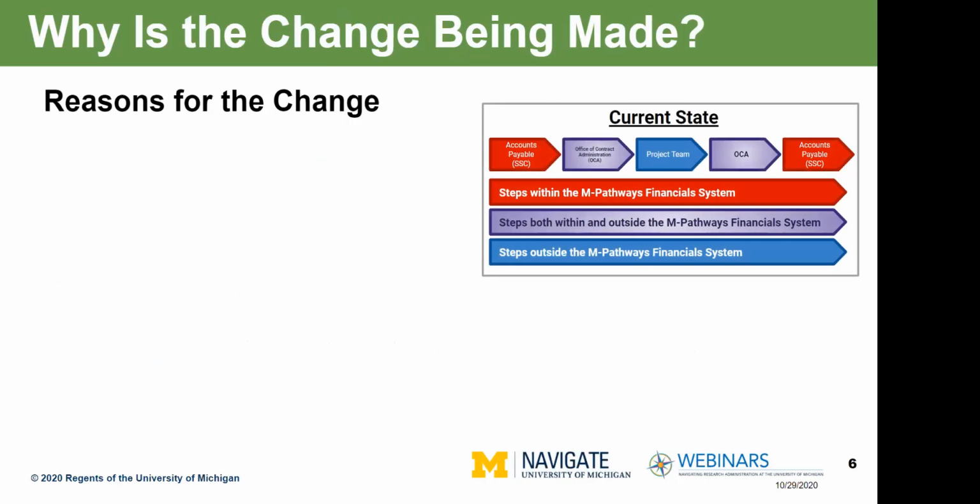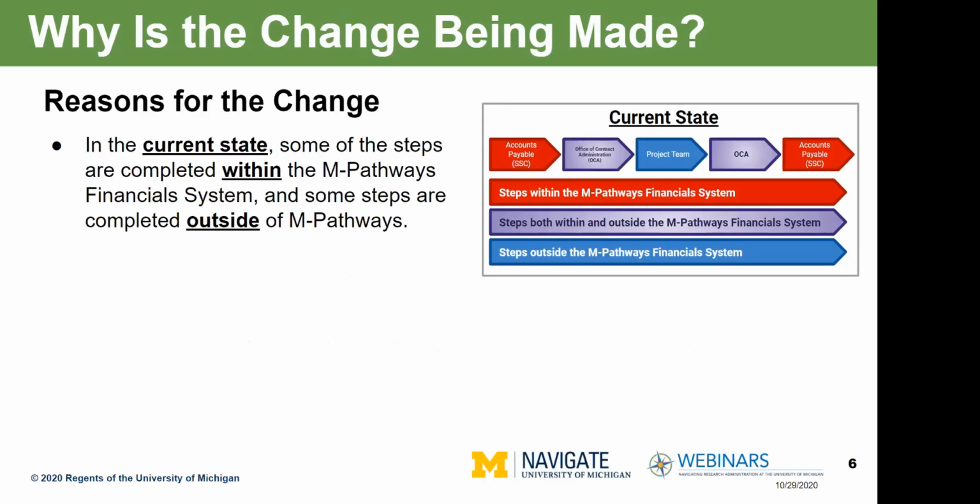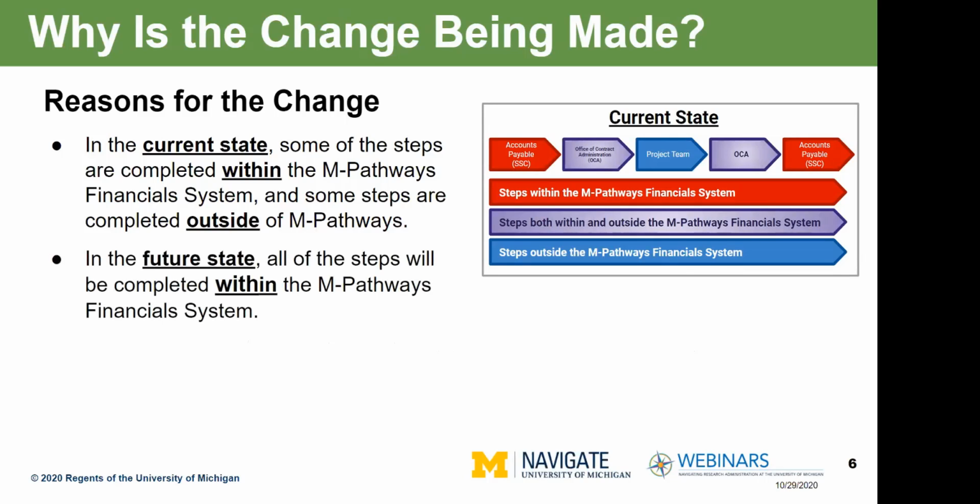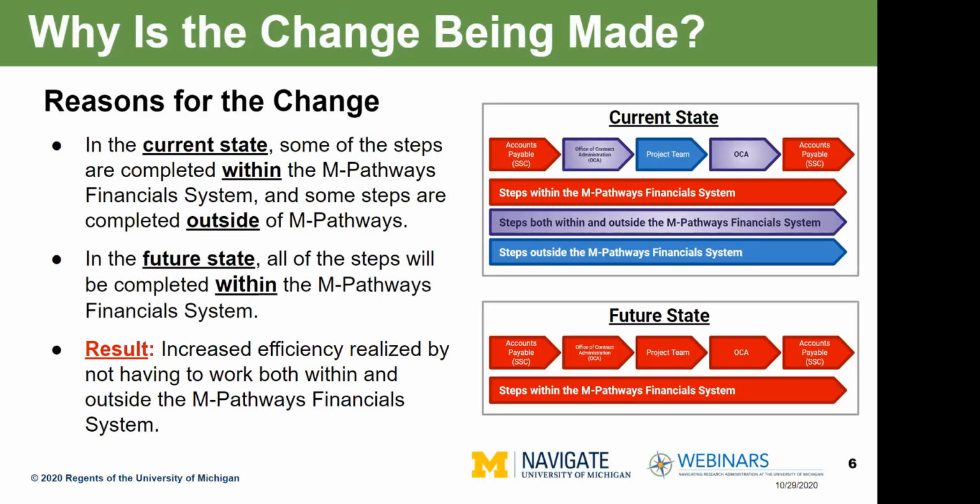So why are we doing this? Well, the current state has steps which are completed both within and outside of the Pathways system. In the future state, we want to move all of those steps to the Pathways system. And really what this means is that there's going to be increased efficiency. There will be not a need to pull documents out of the system and put them back into the system. So effectively what we've done is we've made this a process that is contained within a single system.